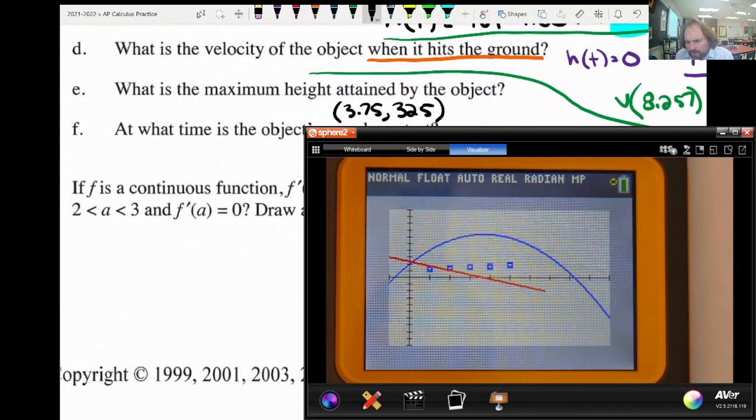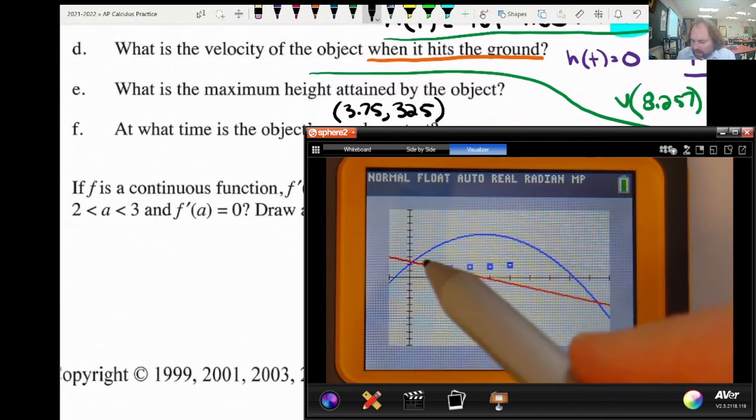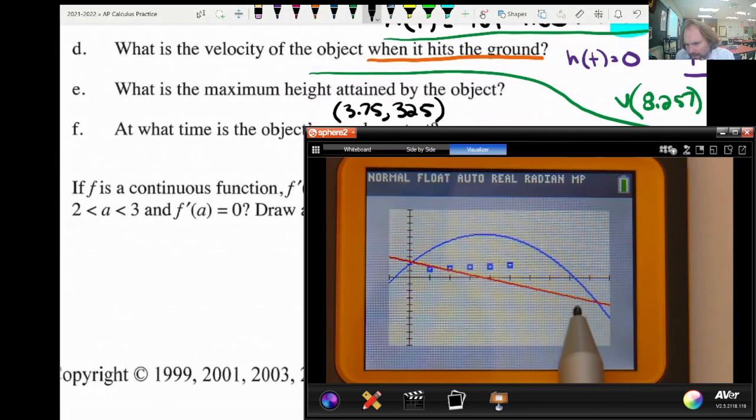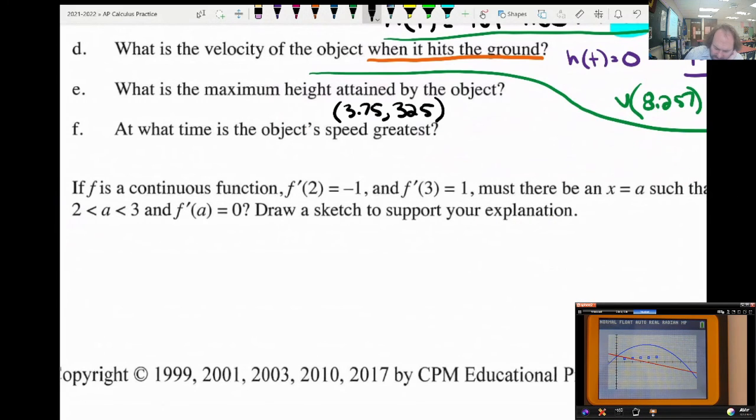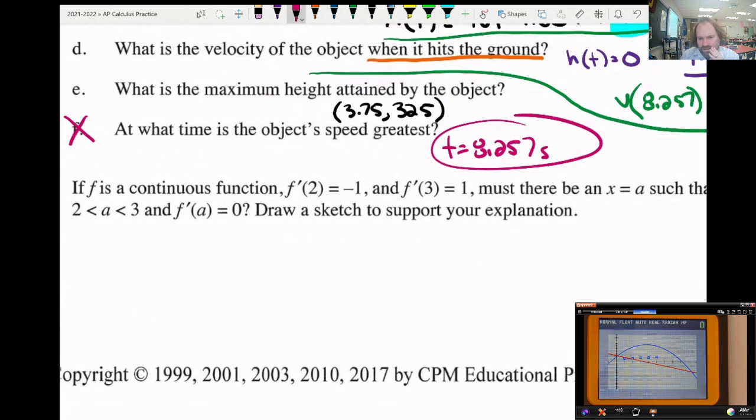I suppose if you want to talk about the maximum distance that this red line is ever away from the x-axis, it probably happens right there when the object hits the ground. So I'm going to say that the book agrees with me that this is when the object hits the ground at t equals 8.25 seconds, 8.257 seconds. I don't like this question though. F is kind of a bad question for calc. It's a good question for physics, but it's a bad calculus question.